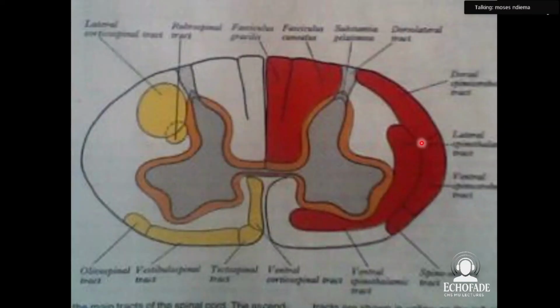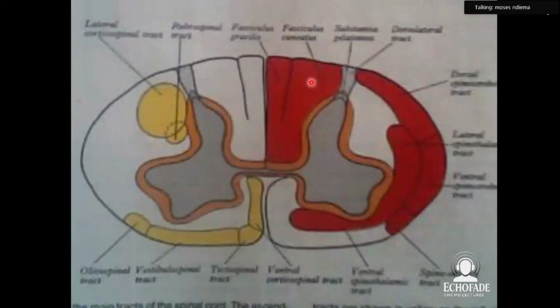The fiber tracts take information to the brain and take information from specific parts of the brain to the spinal cord. So these are the columns. We'll revisit this again as we look at the specific areas of the spinal cord.